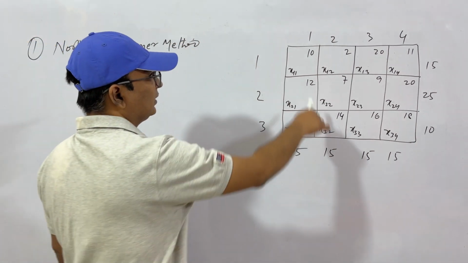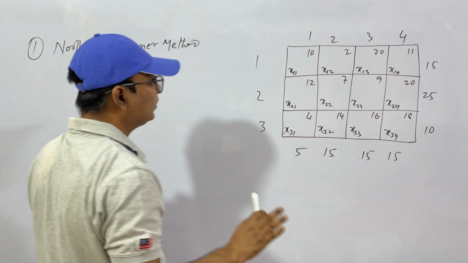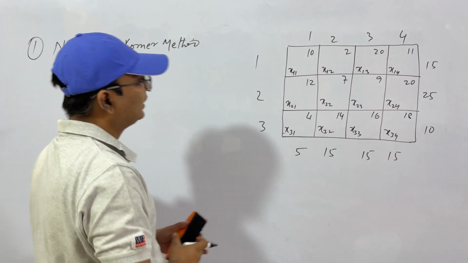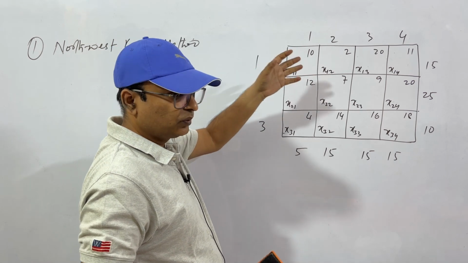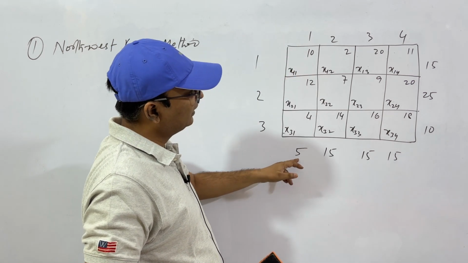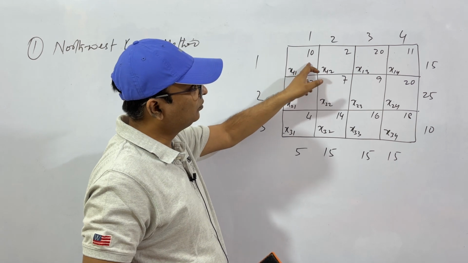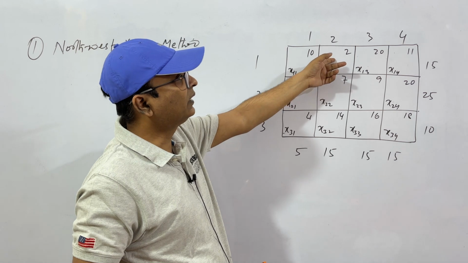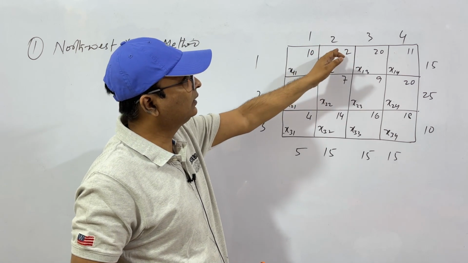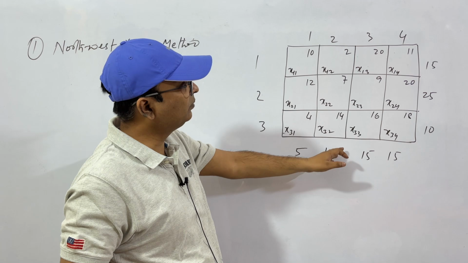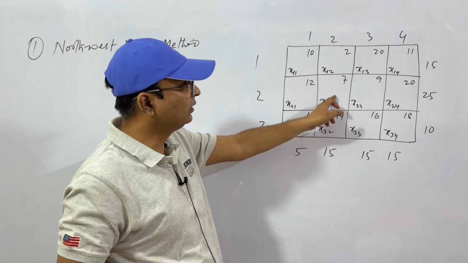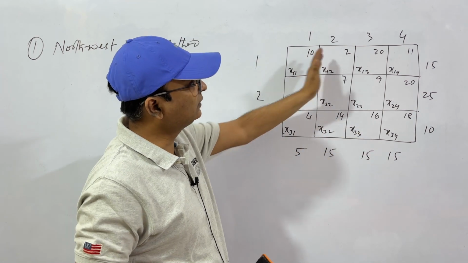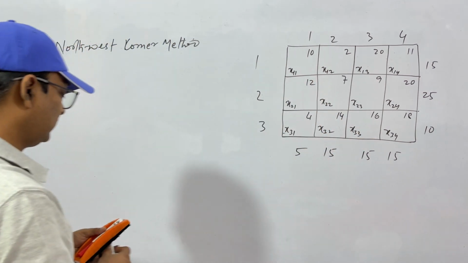Northwest corner means this corner, this is the northwest corner. What this method does is it starts with this corner, and you allocate the maximum demand that is possible to this, then move to the next point. Whatever is left, you allocate here. Then when this supply is over, you turn down. Then whatever is the demand and whatever you are able to supply, you give to this. Let's say this is completed, then you drop to the next. So this is the method. I'll just solve this so that you understand.